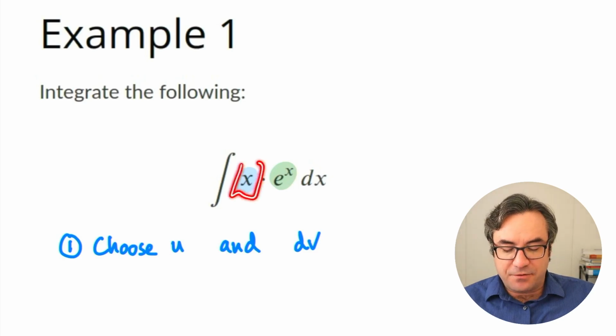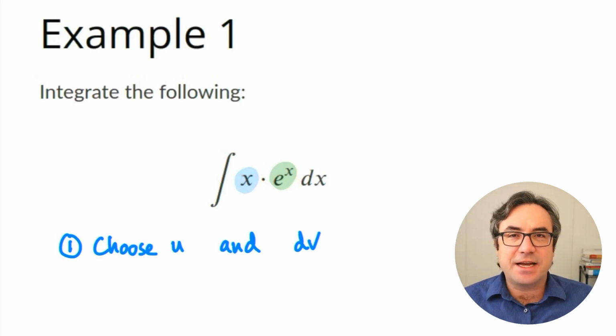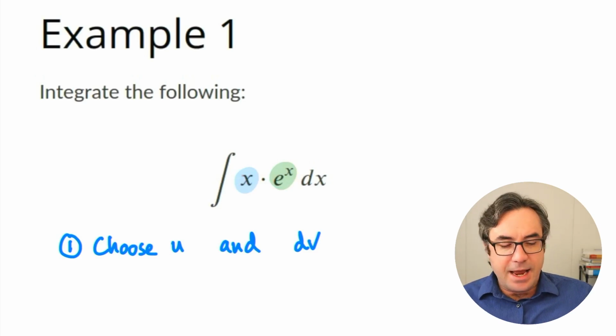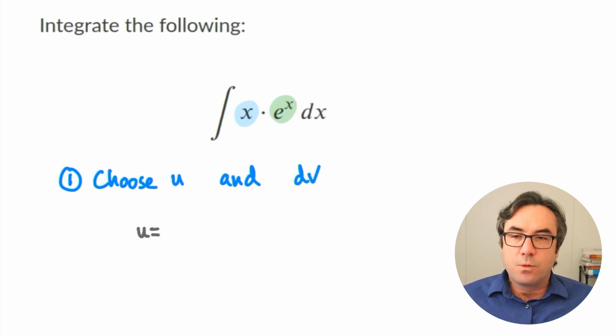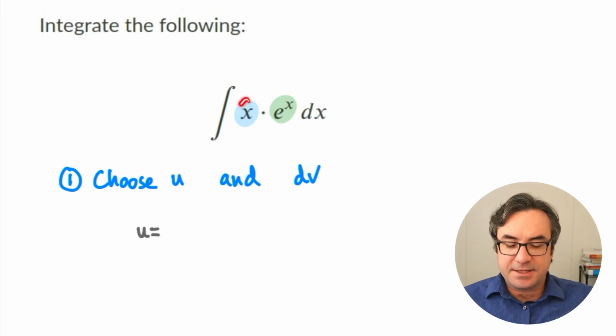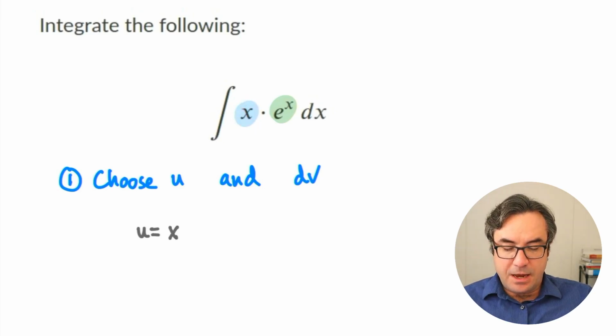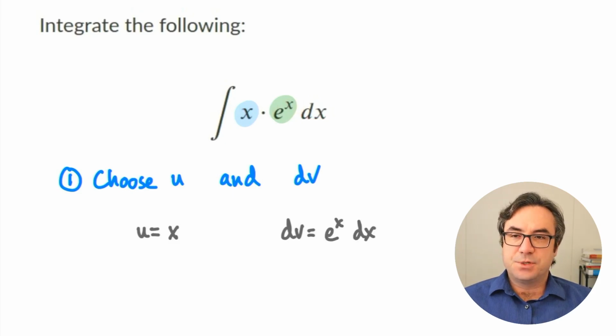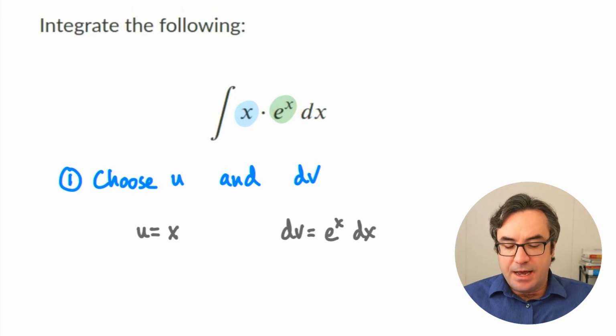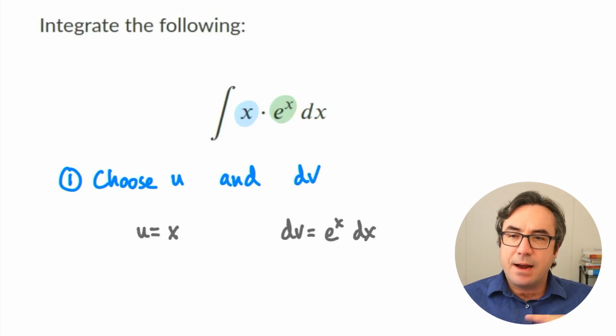So we got two parts of our function here, x and e to the x. They're being multiplied together. And we're going to talk more about the specific strategies on how you do this. But for right now, just go with me here. We're going to let u equal the x. And we're going to let dv equal the e to the x and dx there. So we'll see strategies on how you know to pick this and pick that. Right now, just bear with me as we go through this example. All right, so that's the first step.